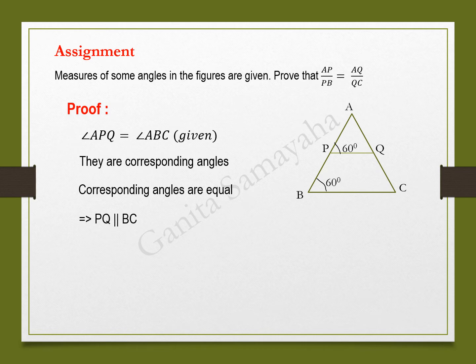If PQ is parallel to BC, we can apply our BPT and say that AP by PB is equal to AQ by QC. Is it clear, children? I hope all of you have got this right. Okay. Let us look into the next question that was given.